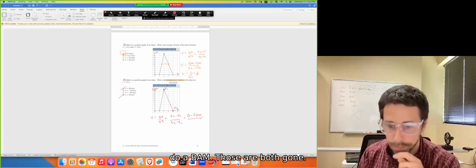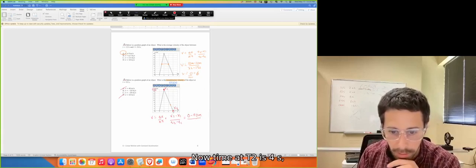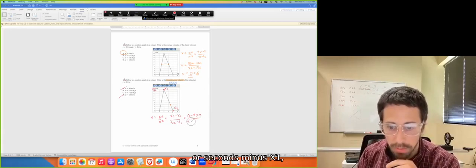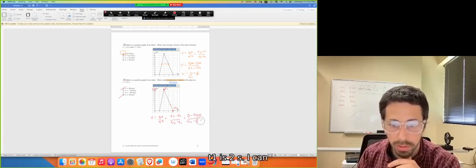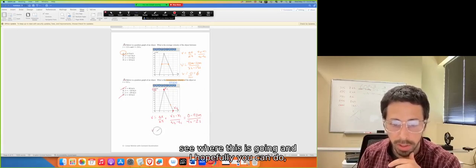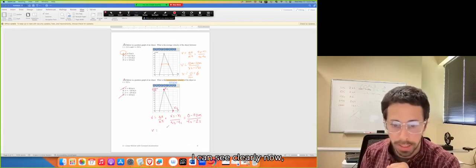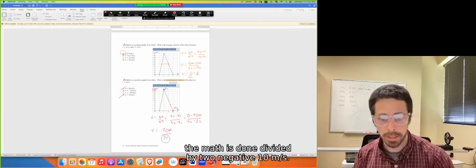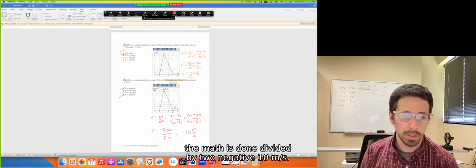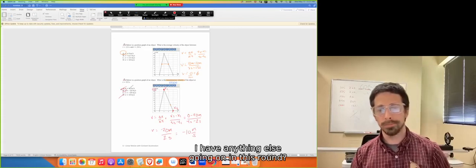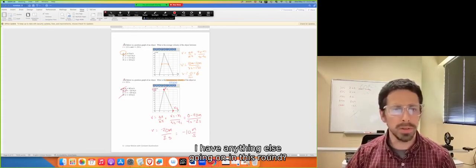Now time at t2 is 4 seconds, minus t1, which is 2 seconds. I can see where this is going, and hopefully you can too. The math is done. Divided by 2, negative 10 meters per second. There you are. All right, do I have anything else going on in this round?